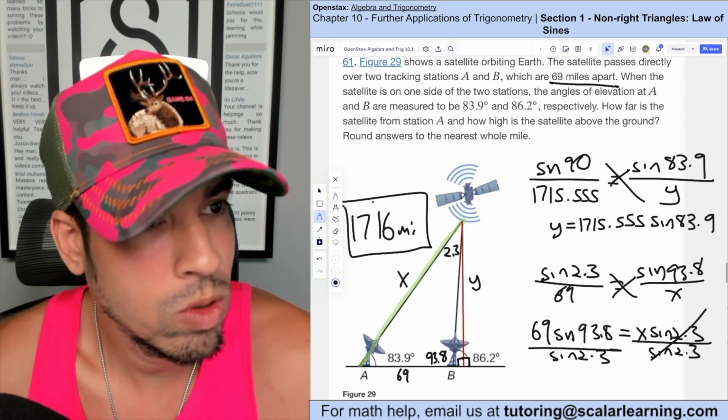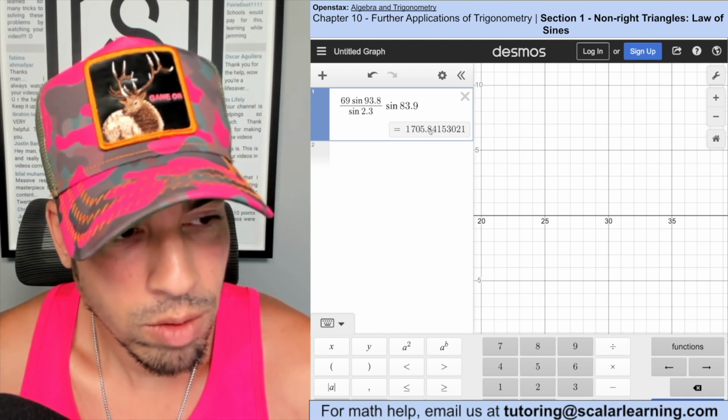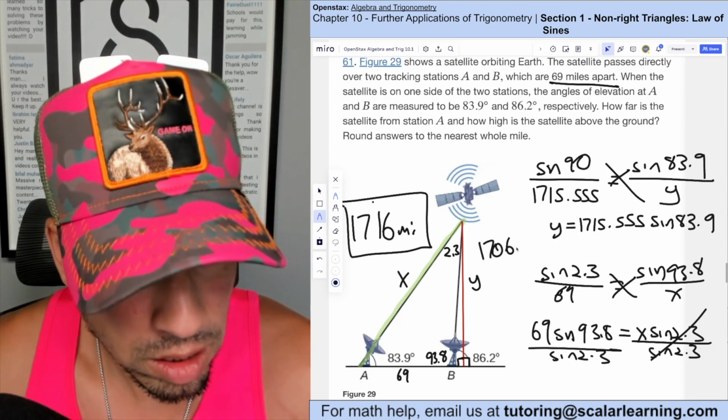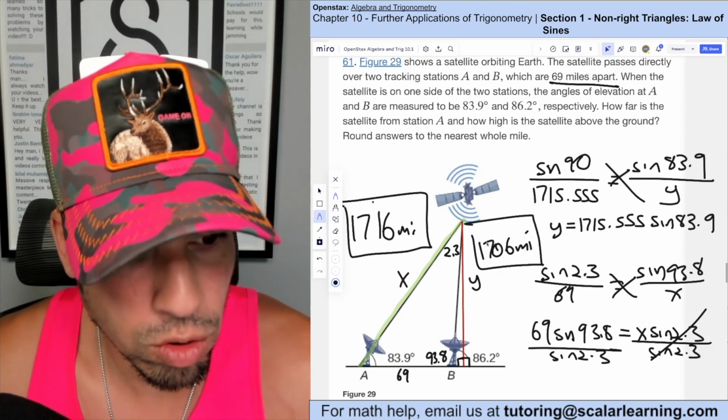Let's plug it into Desmos. And here we get 1705.8, rounded to the nearest mile is 1,706. So it is 1,706 miles above the ground. So those are the two answers.